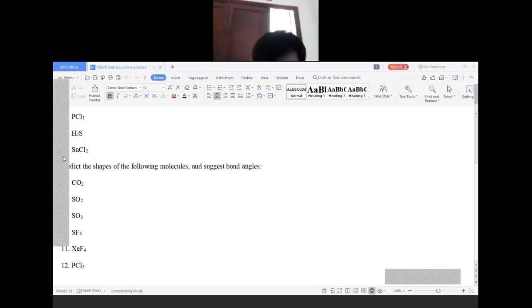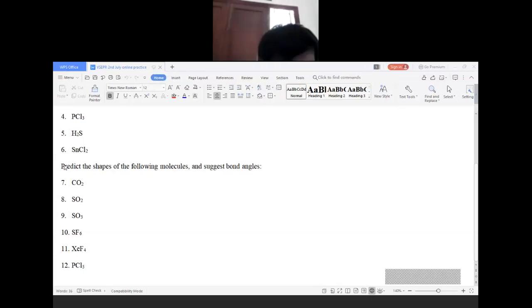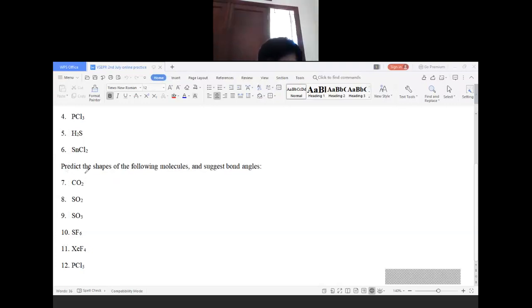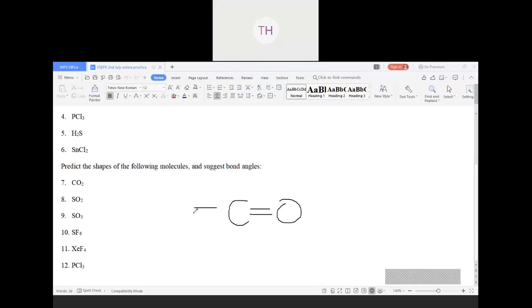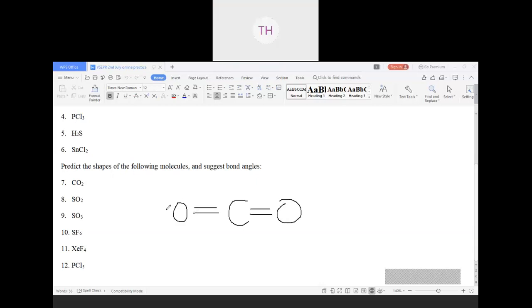Four. Correct. How many lone pairs are there? Zero. So what is the shape? The shape is... Yes, like that.